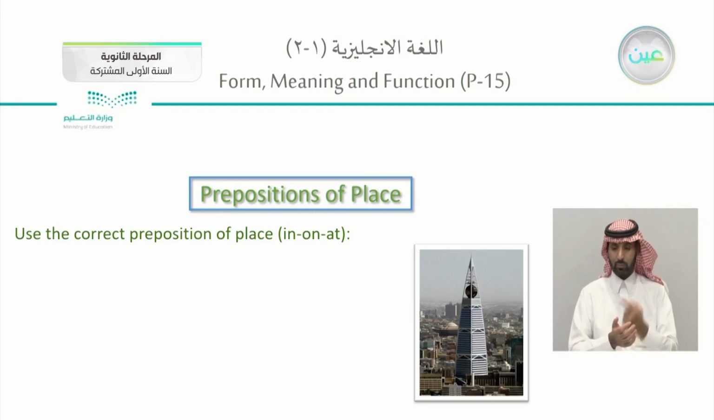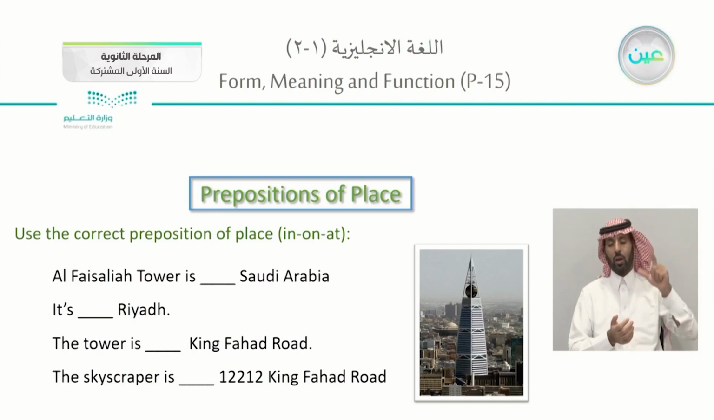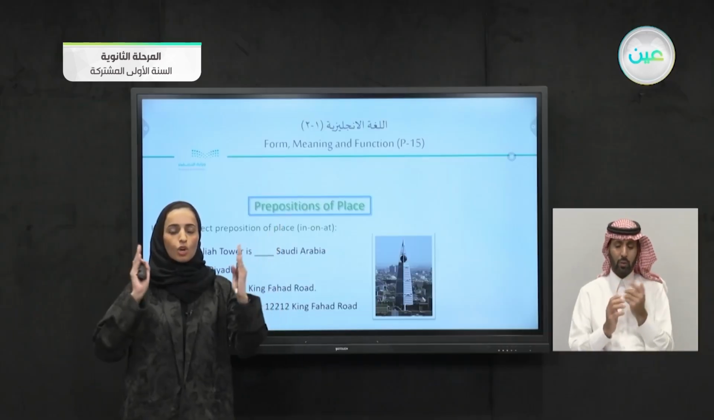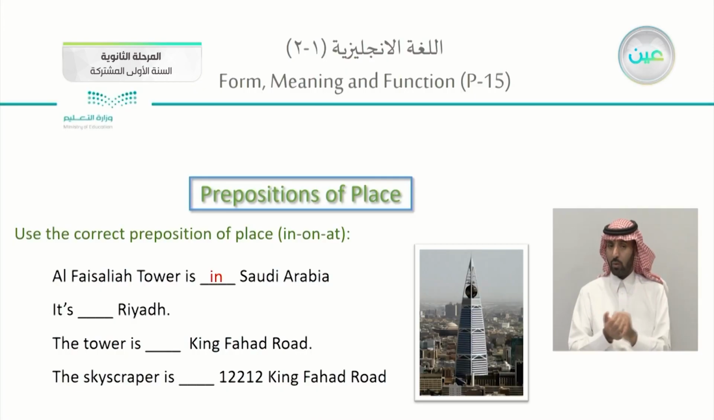Okay, let's try to do this. Here we're asked to use the correct preposition of place, whether in, on, or at. We're speaking about Al-Faisaliya Tower in here. Al-Faisaliya Tower is in Saudi Arabia. Where? Saudi Arabia, it's actually a country. Is it in, on, or at? In the big one, on, or at? So we will say it's actually in Saudi Arabia. What about Riyadh? Riyadh, a city, in Riyadh as well.